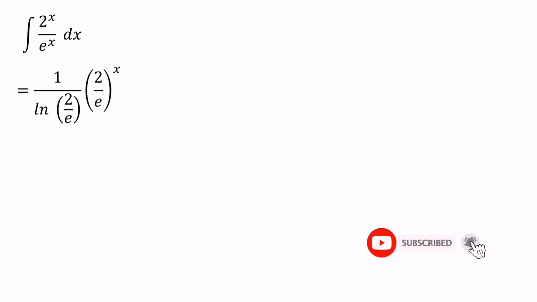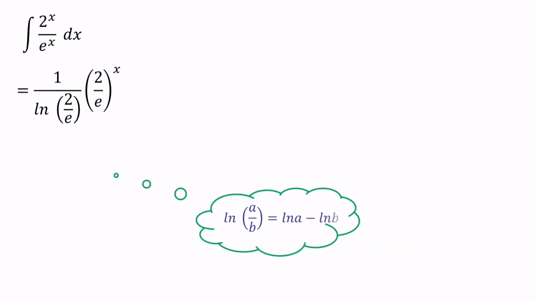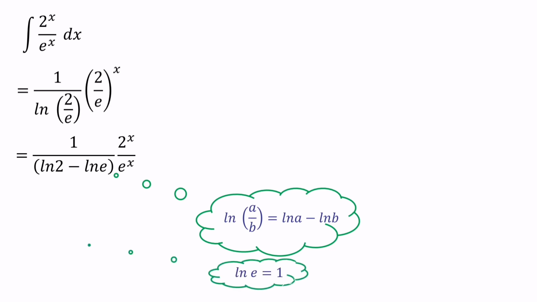Using the basic logarithm equation, we can write ln (2 over e) as ln 2 minus ln e. (2 over e) to the power of x we can write as 2 to the power of x over e to the power of x. ln e equals 1. So we get the final answer as 2 to the power of x over ((ln 2 minus 1) times e to the power of x).